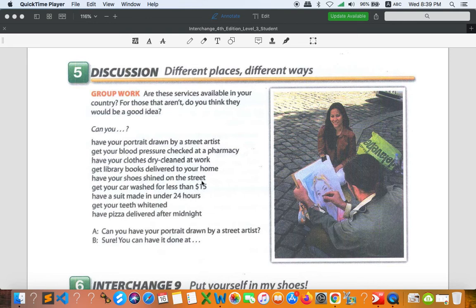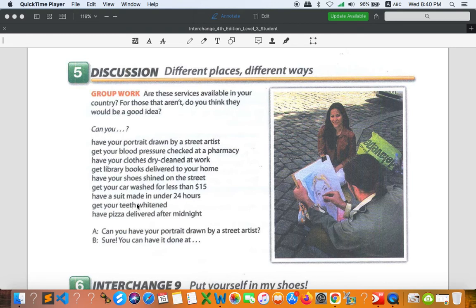Can you get your car washed for less than $15? Of course, it's very expensive compared to our country. It's just about 3 to 4, or $5. It depends on how big your car is. Can you have a suit made in under 24 hours? Suit here refers to your clothes. I don't know, 24 hours. Maybe not, right? It takes so much time.